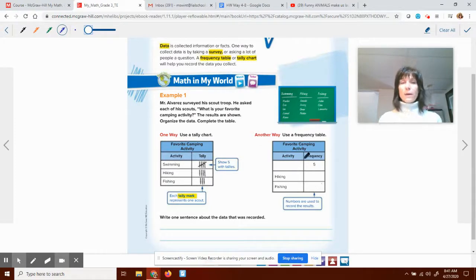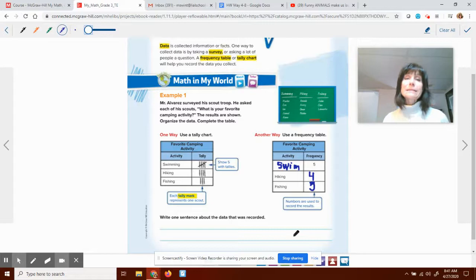So here I'm going to go ahead, and the activities, well, I had 3 activities here: swimming, hiking, fishing. So I just need to put swimming over here. Swimming. I know that over on my tally marks, I had 5 tally marks. So I'm going to write the numeral or the number 5. Hiking, we had 4. So I simply put the frequency 4. And fishing is 3. So I'm going to convert 3 tally marks to the number 3.